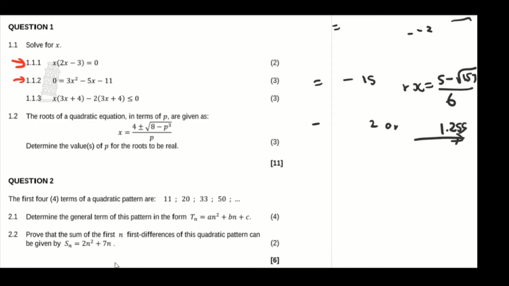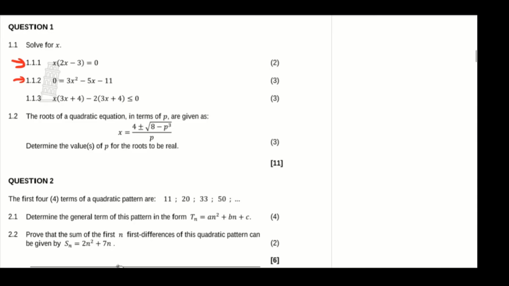For the next question, we are also solving for x. You can see that we have the same factor here, 3x plus 4. So you have x into 3x plus 4, and then minus 2 into 3x plus 4. I want you guys to pay some attention here. This is the same: 3x plus 4 is the same 3x plus 4. So why not factorize it? Why not take it out?